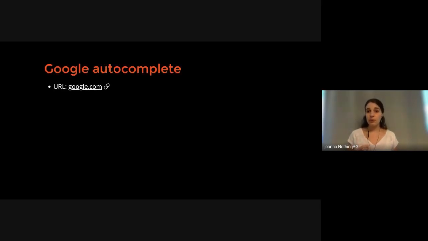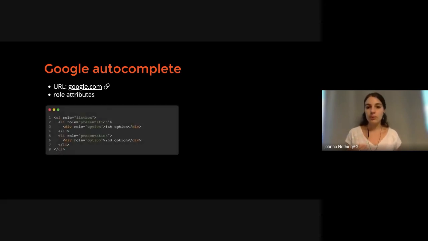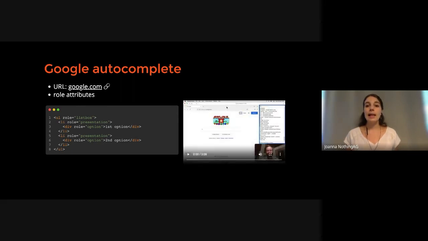The first example we will look into is Google Autocomplete that you can find on their homepage. So if you go inspect the code, you will see that the dropdown results are implemented via an unordered list with some ARIA roles to add back some semantics. Let's now hear how it sounds via a screen reader.